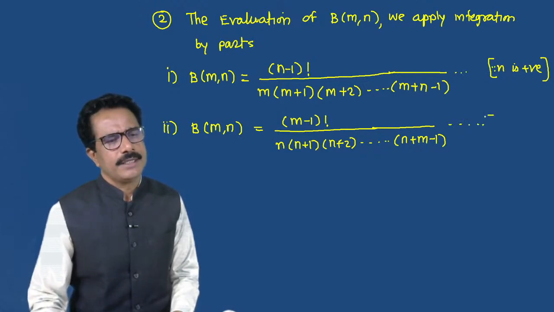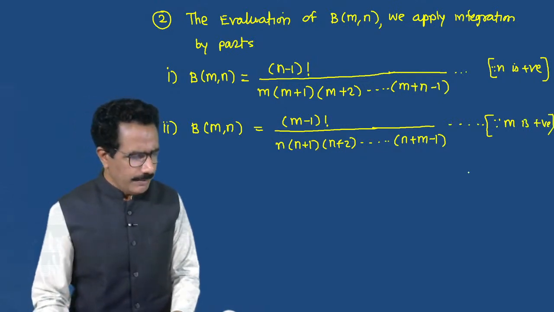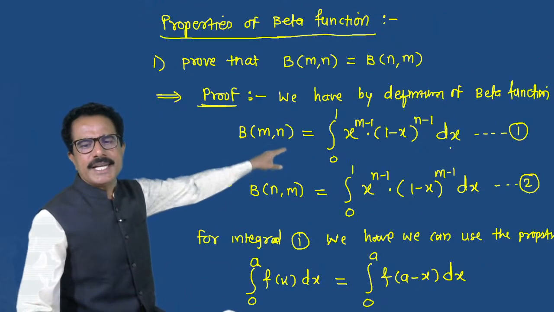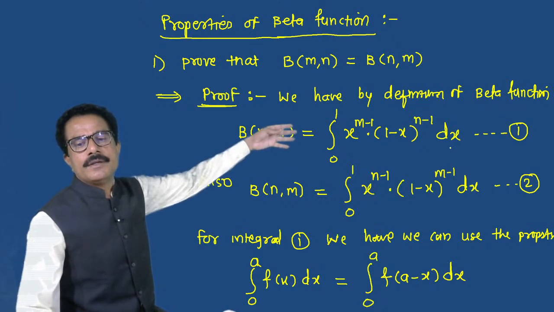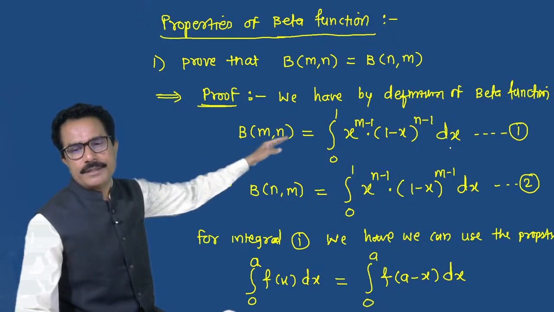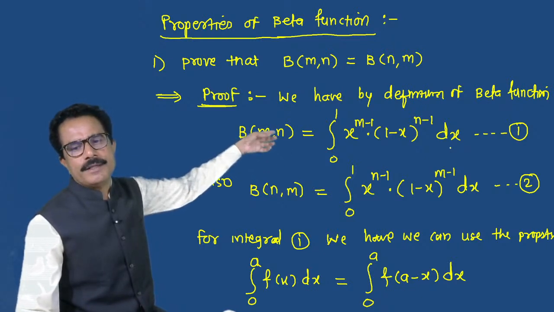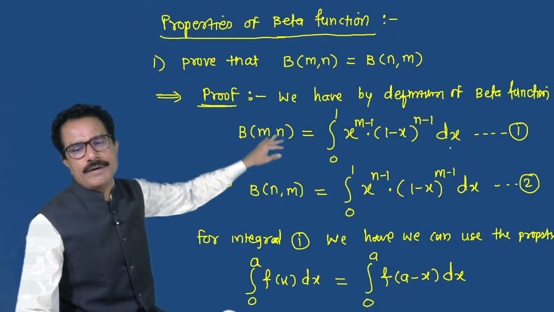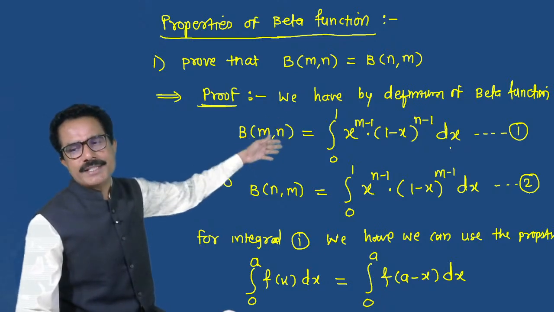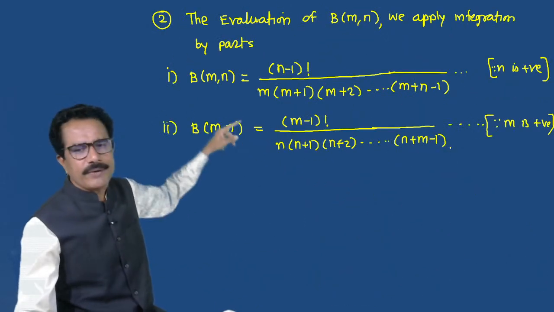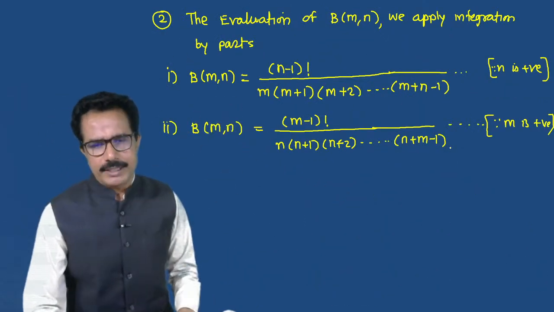What is the condition here? Since m is positive, it means we can use integration by parts by interchanging u and v. One time take x raised to m minus 1 as u and take the other as v. The second time, take (1 minus x) raised to n minus 1 as u and the other as v. That means by interchanging u and v, we can get these two formulae.